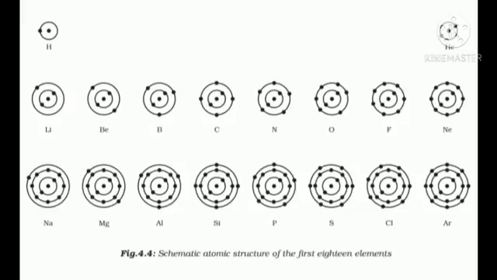Helium, atomic number 2. So the number of protons and electrons is 2. So you draw the nucleus around which the electrons are revolving in a circular path. So 2 dots indicate the 2 electrons. Similarly, lithium, atomic number 3. After completing the first K shell, the remaining electron, one electron, goes to the next shell, that is L.